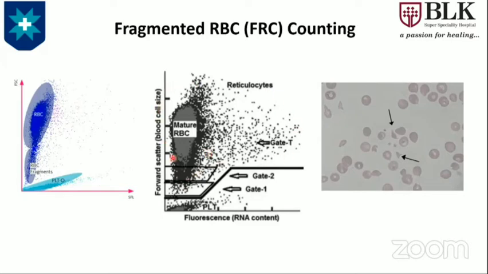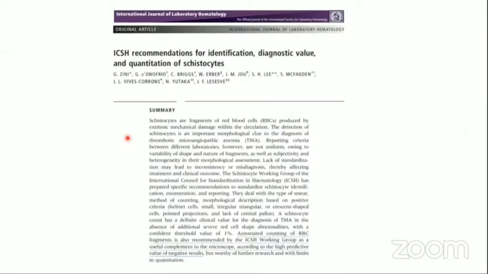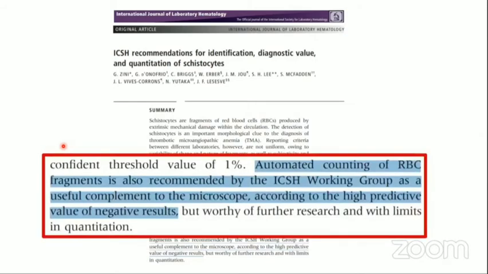And you compare it with the total RBC gate, which includes the entire gate from here to here, and gives what is called the fragmented red cell counting. In fact, if we look at the international recommendation for the identification and quantification of schistocytes, a very distinct point which they want to make, and I have put it across here, is that automated counting of fragments is recommended by ICSH, and it could be a complement to the microscope.